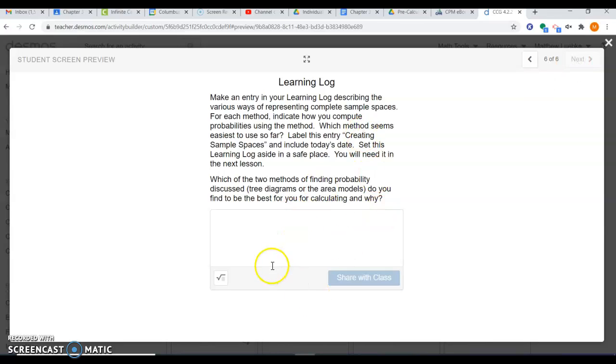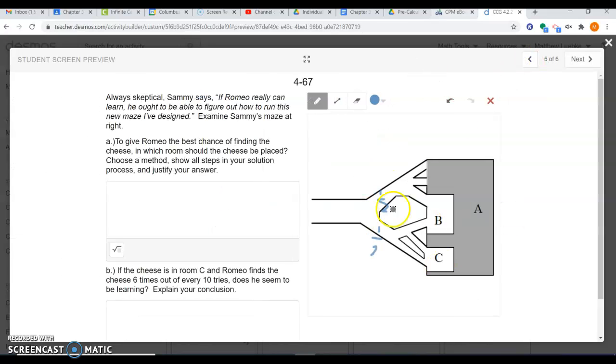Lastly, we have a learning log, and it's just a reflecting on which of the 2 models you find the best for calculating, and hopefully you kind of have a favorite one, whether it's the area model or the tree diagram. If you have questions on any of the problems, especially these Romeo rat problems, just let me know.